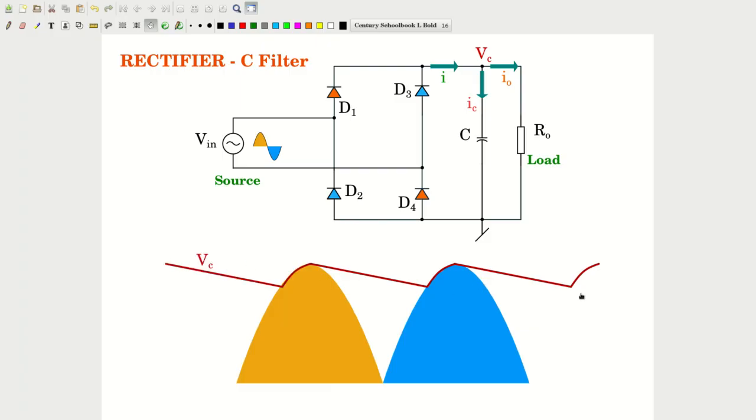Likewise, this would be the steady state wave shape for the output at node VC. So this is also the ripple that the output would see across the load. And this ripple is controllable through design. We will see that later. Now, if you see, only during this portion we see conduction in the diode. Only during this portion we see conduction of the diode. So let us mark that off.